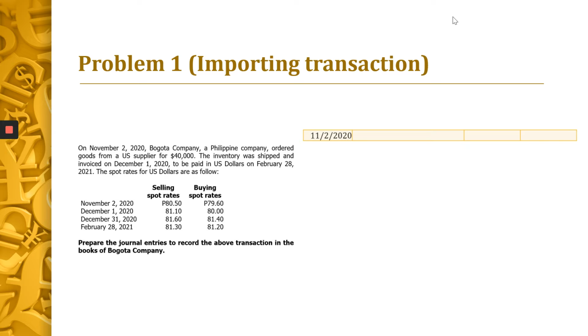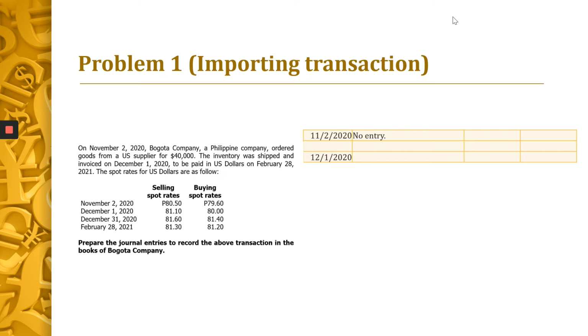Nagkakaroon na ba agad ng journal entry sa commitment date natin? Answer? No. Walang journal entry sa commitment date. Kasi nga, nag-order pa lang tayo dyan. Okay? No journal entry yet. So, the next date, that is December 1. Anong tawag natin kay December 1? That is already the transaction date. Kasi, sinisingil na tayo dahil napadala na yung goods ng December 1. Sinisingil na tayo dito. Therefore, meron na tayong utang kay US supplier. That's why December 1, 2020 is called the transaction date.